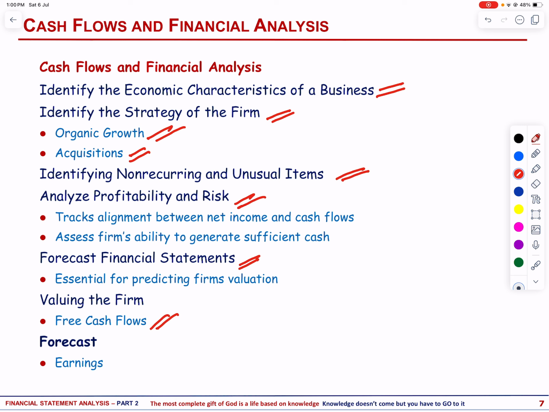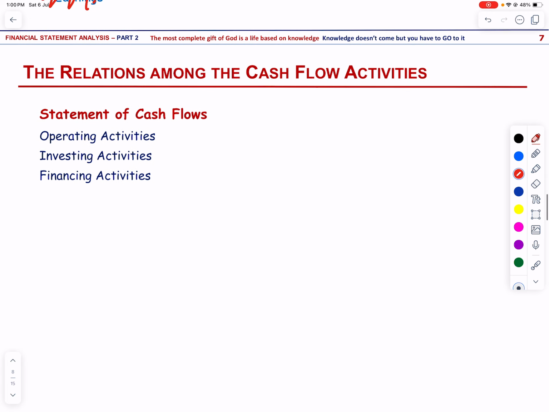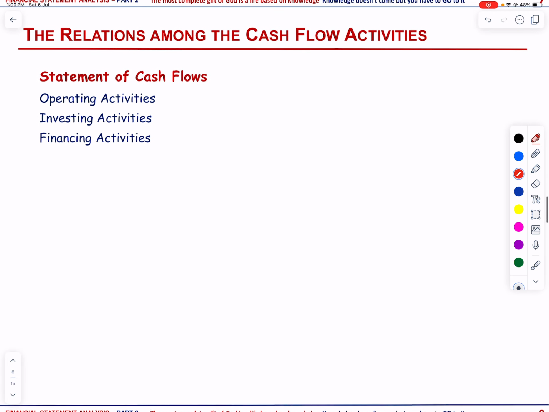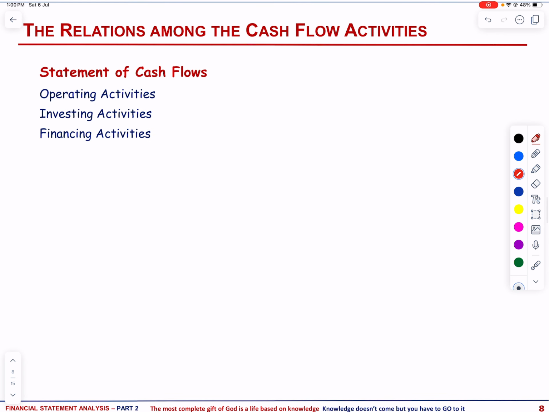Next, we will talk about the relationships among the cash flow activities. Now, operating activities involve cash flows related to day-to-day business operations. It includes cash received from customers, and it covers payments to suppliers and employees.